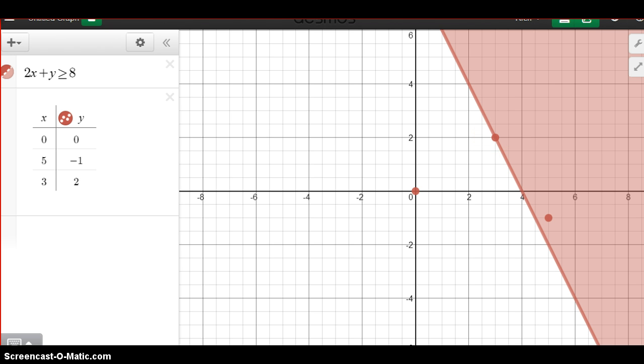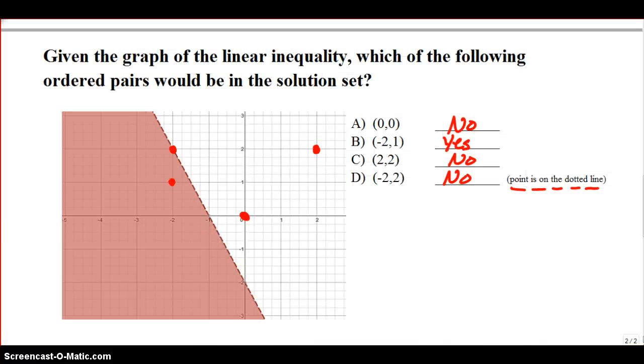And that's an important thing to remember. When you go back and do these, if I just have a less than or greater than, it makes a dotted line, and a point that I plot on that line is not part of the solution set. Now, if I have the equals with it, and it's on that line, it is part of the solution set. Hope that helps you get going here, and good luck on the worksheet.